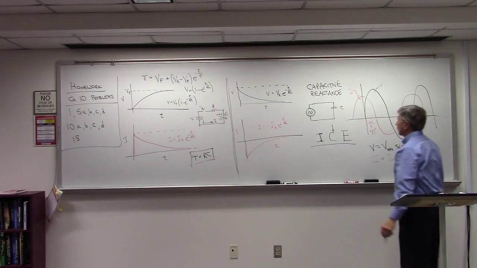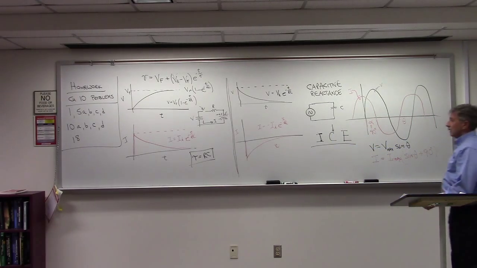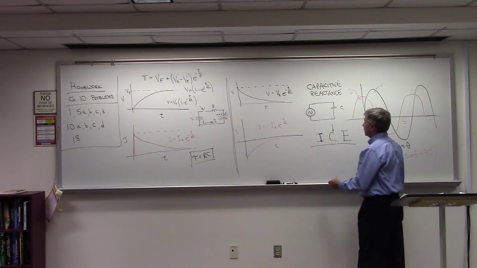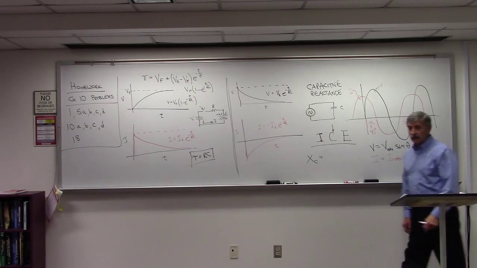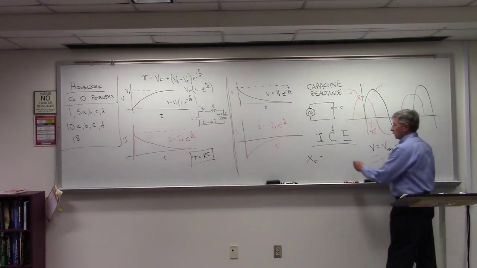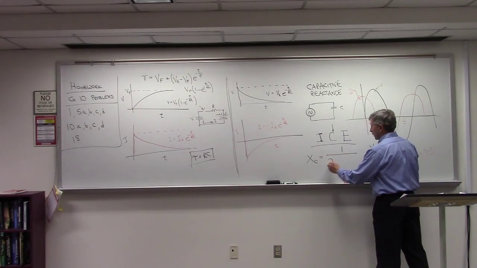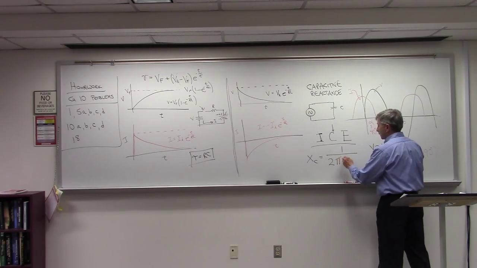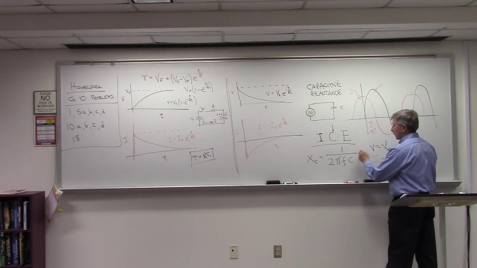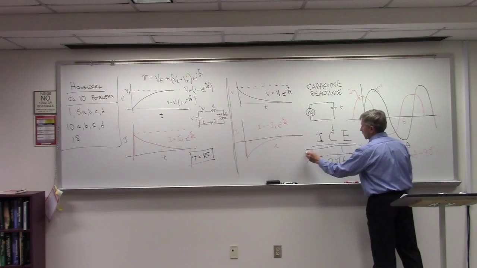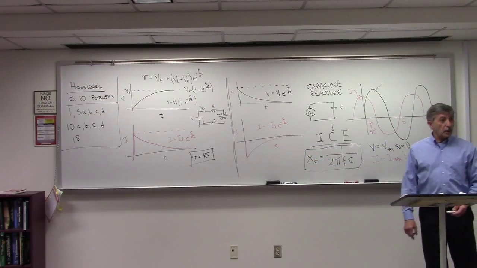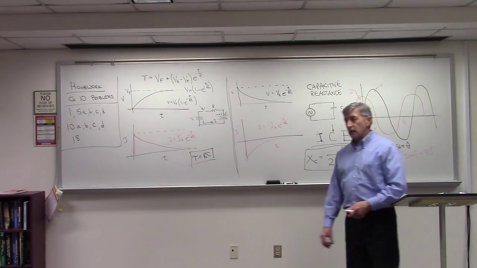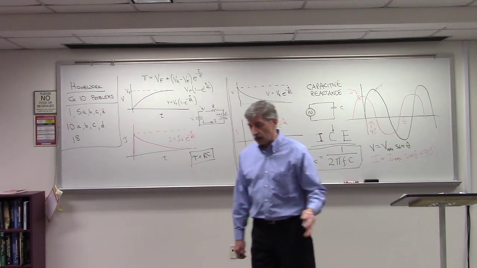And the formula for capacitive reactance is a function of frequency, and it's a function of the size of the capacitor. The symbol for capacitive reactance is X sub C, and the formula is 1 over 2 pi times the frequency times the capacitance. And that value is in ohms. Resistance is in ohms, capacitive reactance is in ohms.